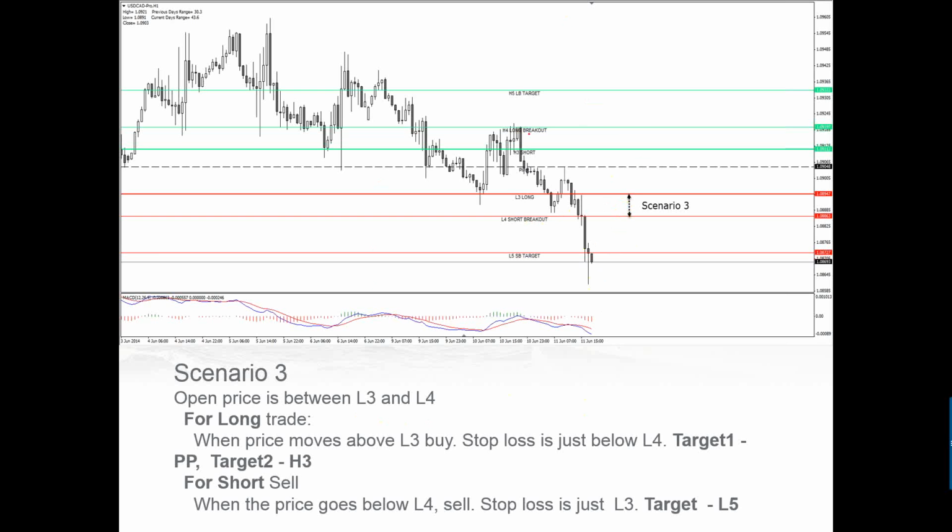So if the price opens in between L3 and L4, then when price moves above L3, we buy, guys. Stop loss is just below L4, okay? Target is pivot point and target 2 is H3. For sell trade, when the price goes below L4, guys, we sell, okay? We already know about it. For sell trade, stop loss is L3 and target is L5, okay? So that is for a sell trade.